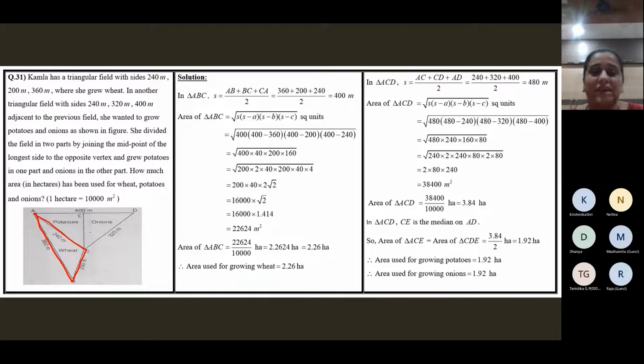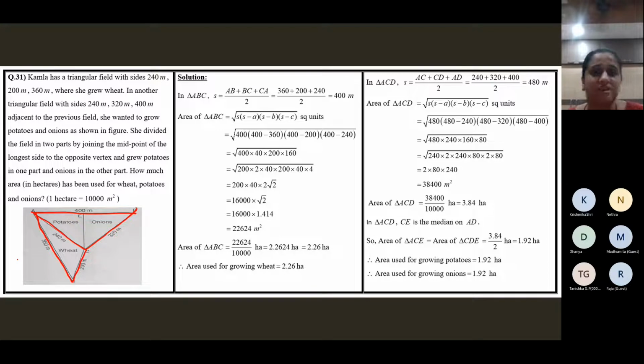Adjacent to this field ABC, she has another field ACD. Two sides are 240 meters, 400 meters, and 320 meters. Now she wants to grow 3 crops, but she has only 2 triangular portions. But she wants to grow 3 crops.